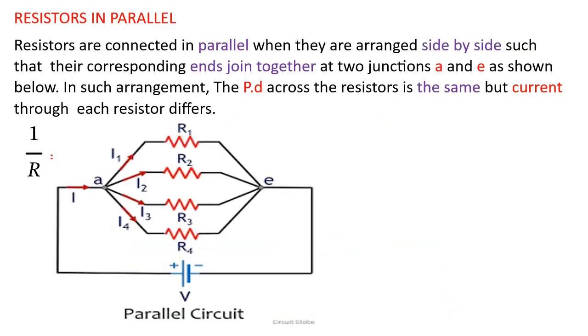Parallel connection of resistors. Resistors are connected in parallel when they are arranged side by side, such that their corresponding ends join together at two junctions, A and E, as shown below. If you look at this diagram below, you discover that the resistors are connected side by side. R1, R2, R3, and R4 are connected side by side, but their corresponding ends are joined at A and E. When you see such a diagram, you know that these resistors are connected in parallel.